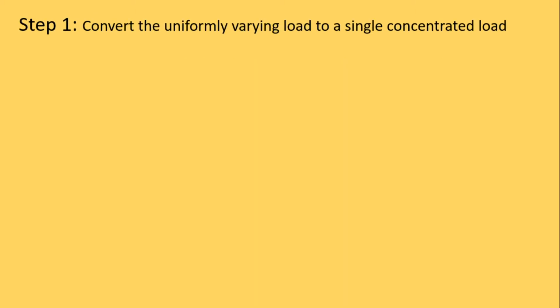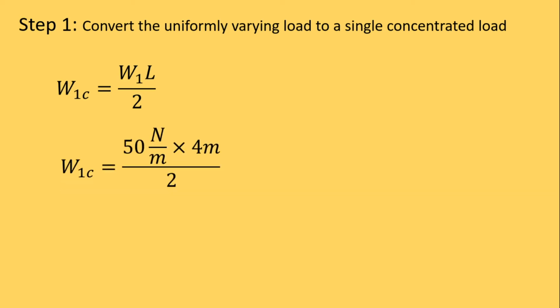So step 1, no? Convert the uniformly varying load to a single concentrated load. So this is the uniformly varying load natin. Yung formula natin ay W1 times the length over 2. So, we just get the area nung triangle na ating uniformly varying load. So, by getting that, we have the 50 Newton per meter times 4 meters divided by 2. Then we get 100 Newton. So, that will be our converted uniformly varying load. Naging 100 Newton na concentrated load.